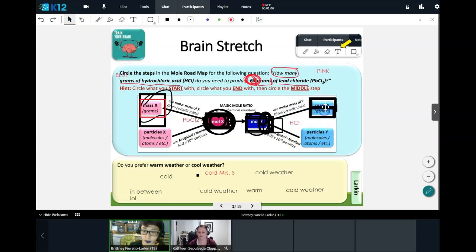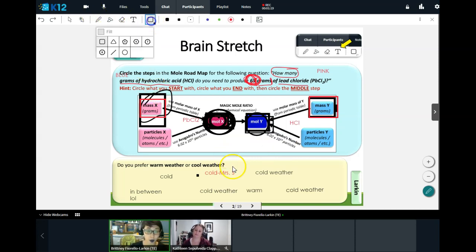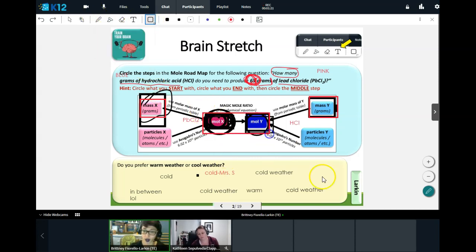There were a couple mistakes up there. We should actually be looking at mass. Mass is grams right here. And then don't forget that in the center, we always have to go through the middle, and going through the middle in 3-step problems, you're always going to go moles to moles, no matter what. Always moles to moles.